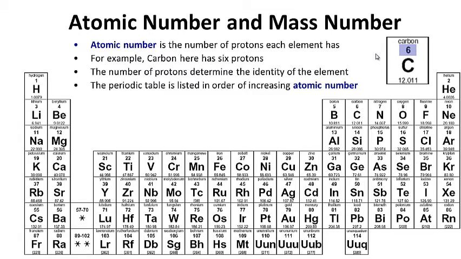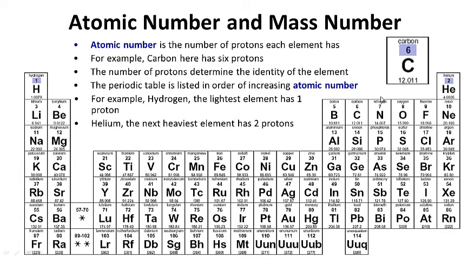For example, hydrogen, the lightest element, has 1 proton. Helium, the next heaviest element, has 2 protons. And lithium has 3 protons, and so forth.